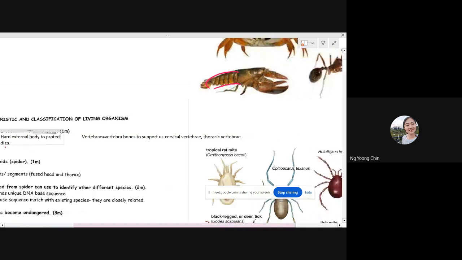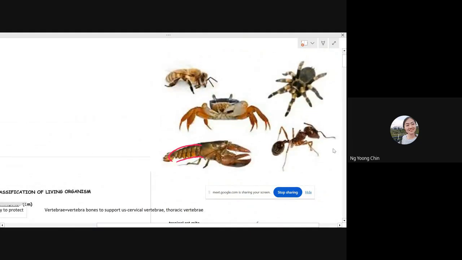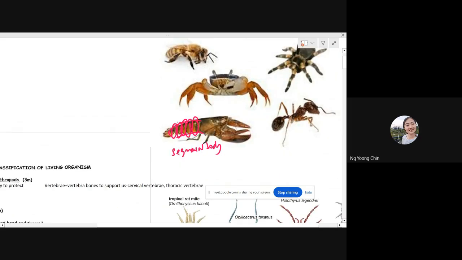And then you can see their body. Their body actually has a lot of segments like this. This is a segment. You can see 1 segment, 2 segments, 3, 4, 5 segments. So this is what we know as a segmented body. A segmented body means that each segment is basically the same as another segment, something like this. This is a segmented body.